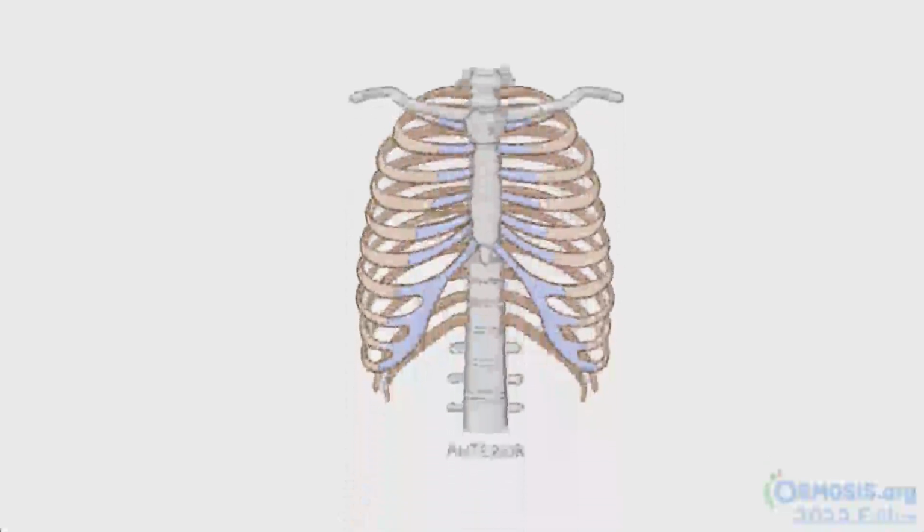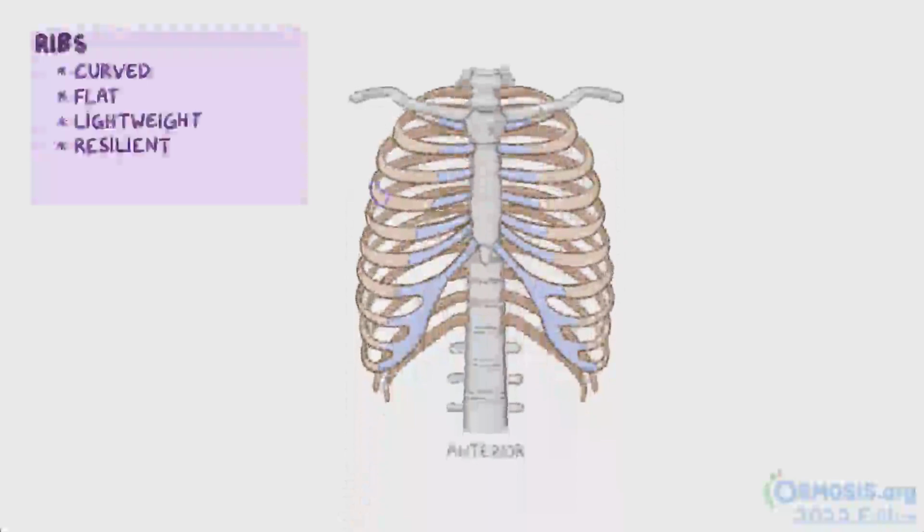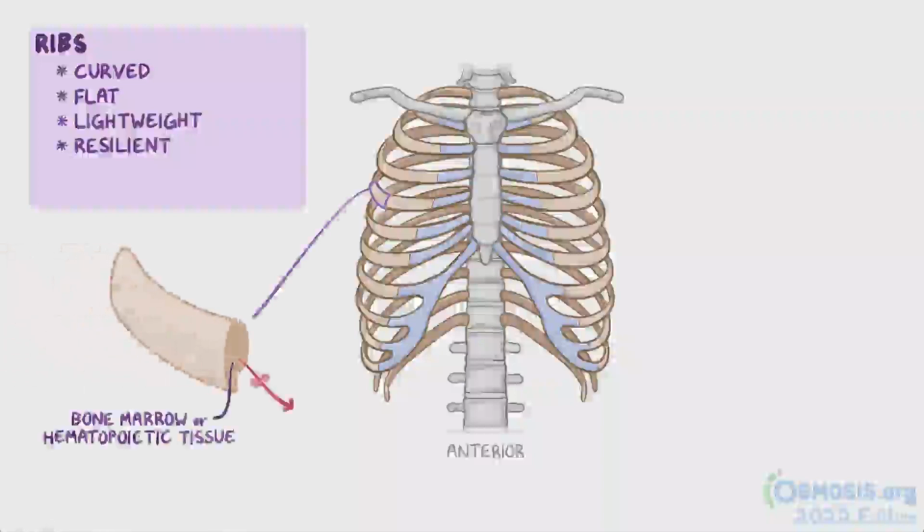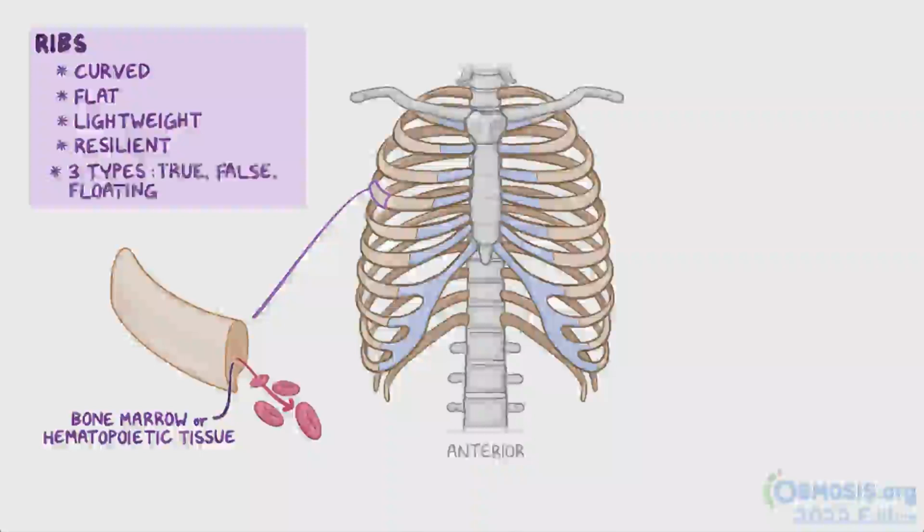Okay, let's start talking about the ribs, which form most of the thoracic cage. They're curved, flat, lightweight, and highly resilient bones. Each rib has a spongy interior that contains bone marrow or hematopoietic tissue, which forms blood cells. There are 3 types of ribs based on their connection to the sternum: true, false, and floating ribs.